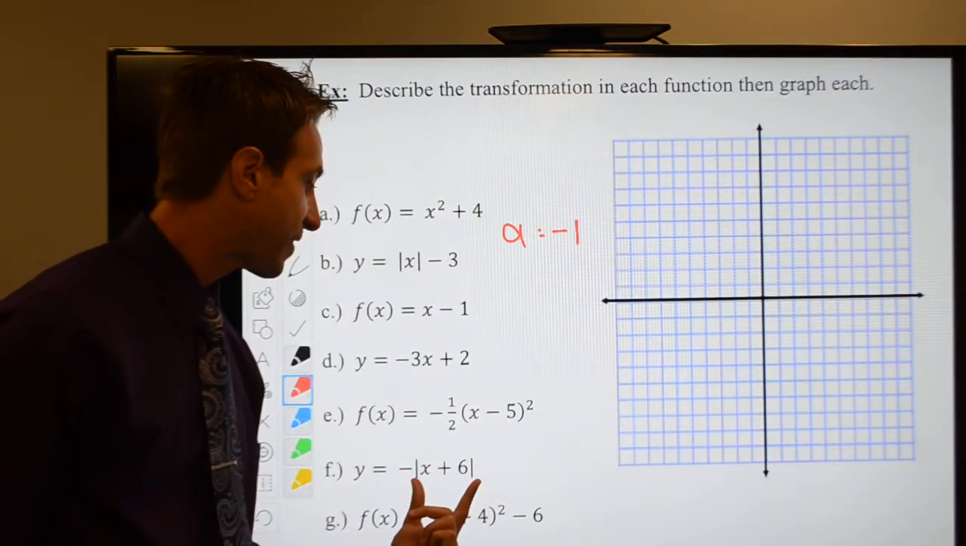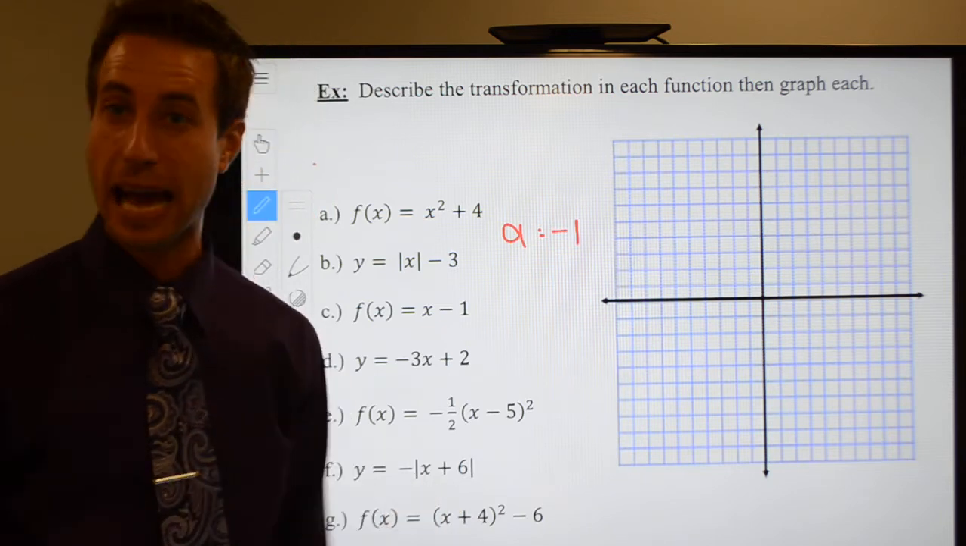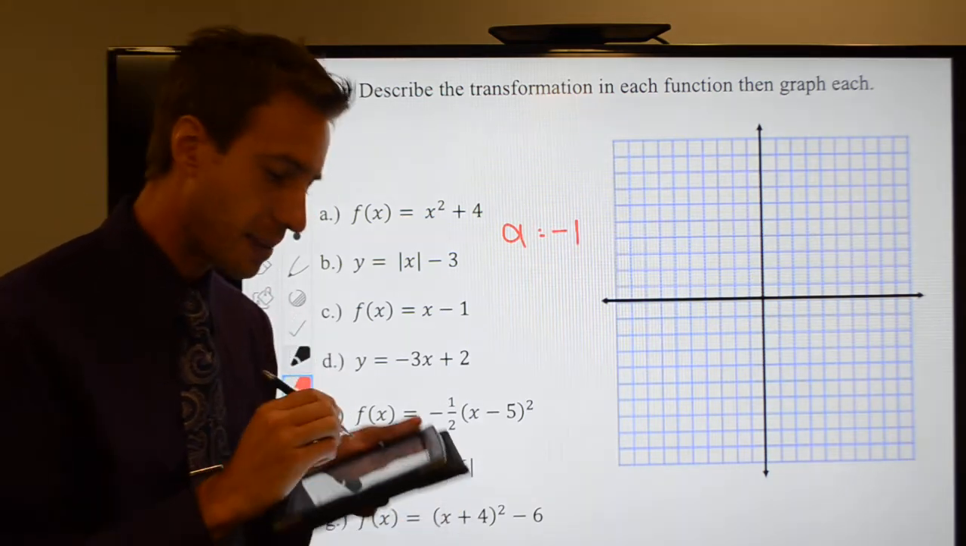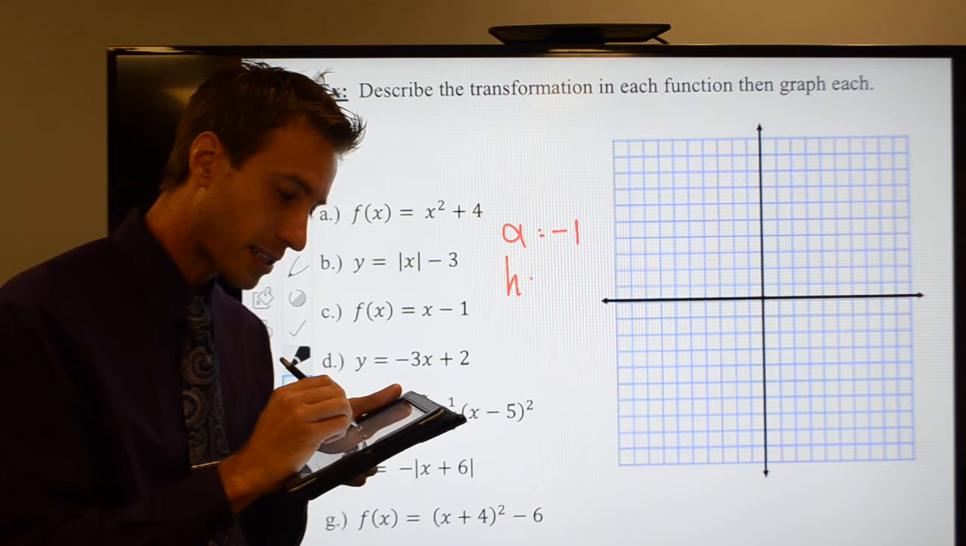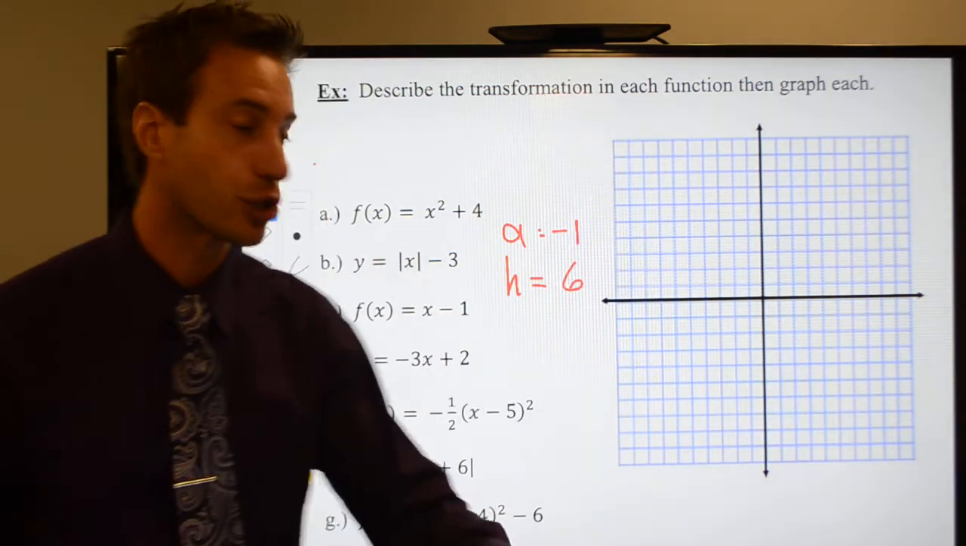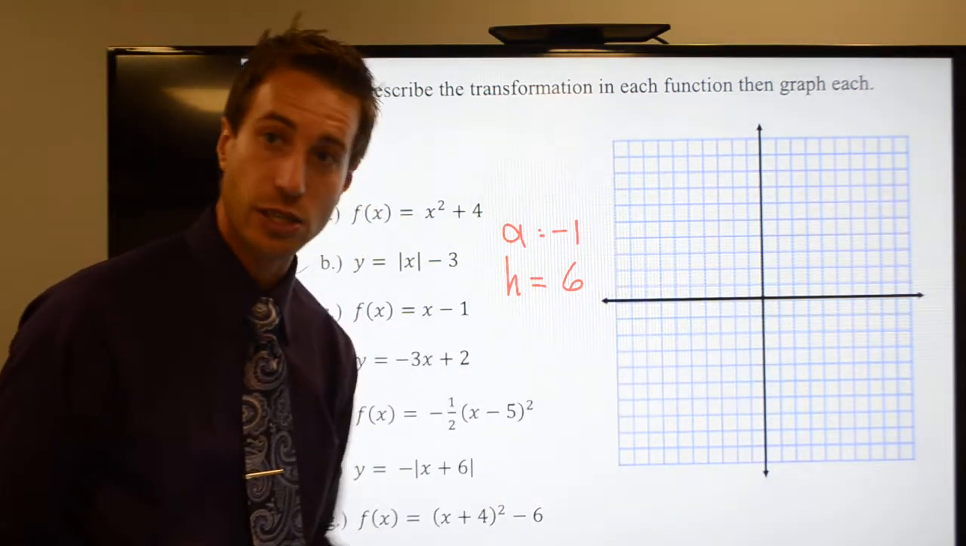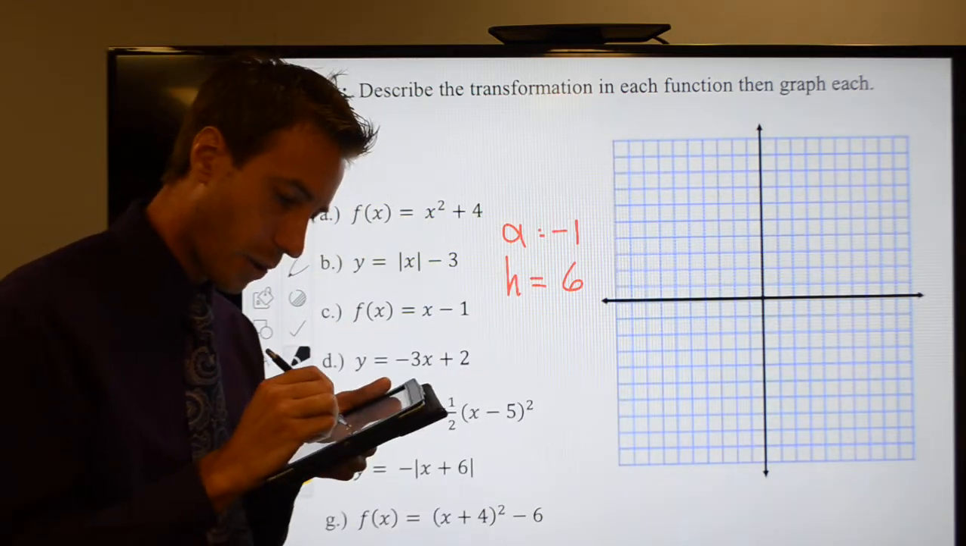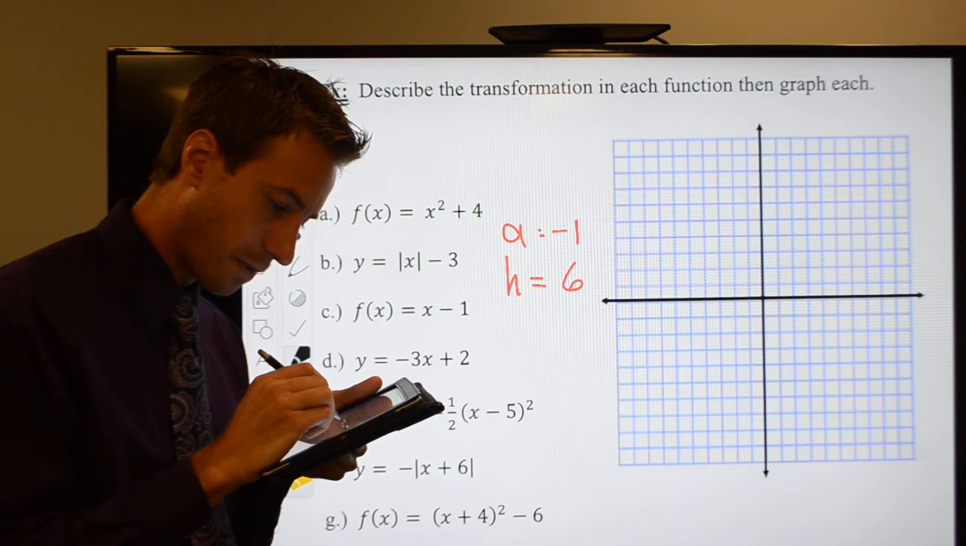Fantastic. And then I have a 6 inside the absolute value sign. That's got to be an h. And it's a positive 6. So now I know I need to go in the opposite direction. So I'm actually going to shift this v 6 units in the negative direction. So 1, 2, 3, 4, 5, 6.